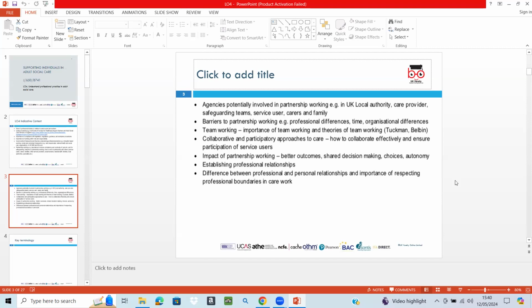Then we have the impact of partnership working. So if we work in a partnership, then what will happen? We'll have better outcomes, shared decision making, choices, autonomy. So it will help us in delivering better care.